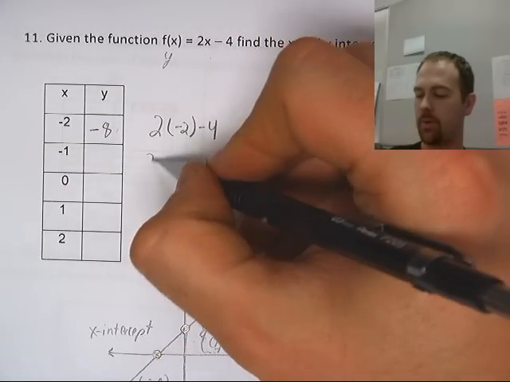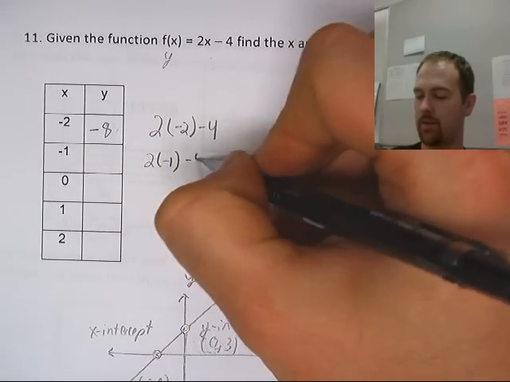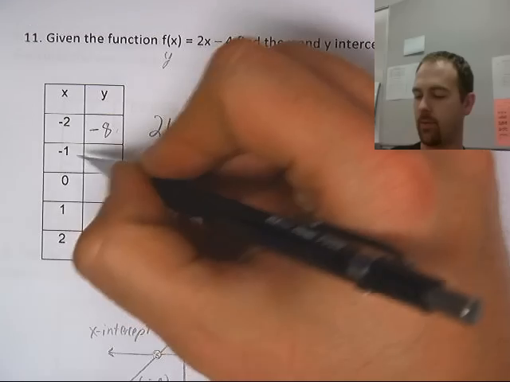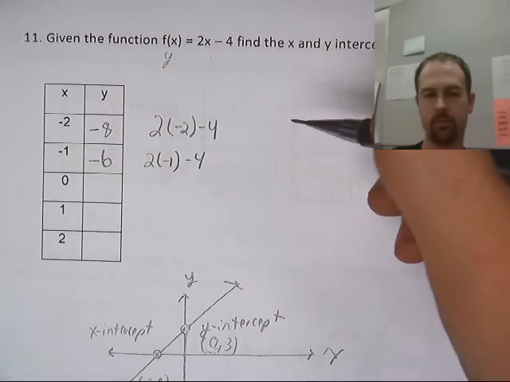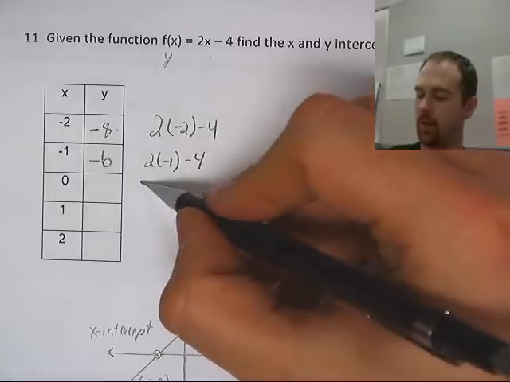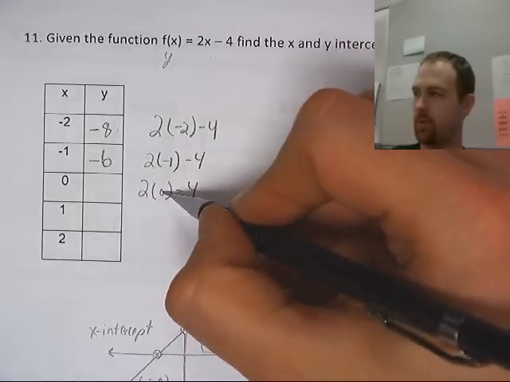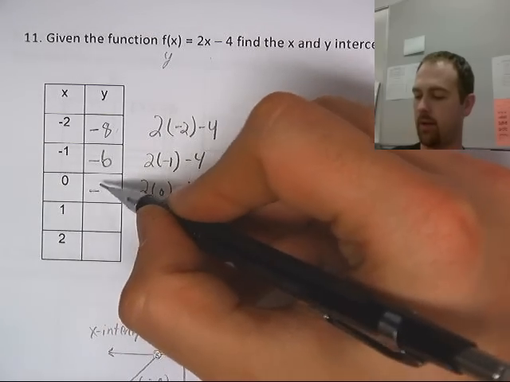Plug it in for the next one. 2 times -1 minus 4. 2 times -1 is -2, minus 4 is -6. Plug in the next one. 2 times 0 minus 4. 2 times 0 is 0, minus 4 is -4.